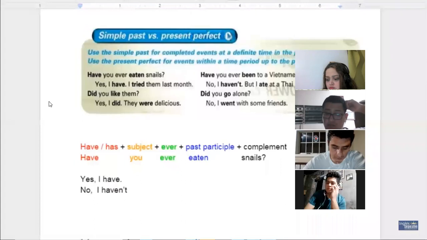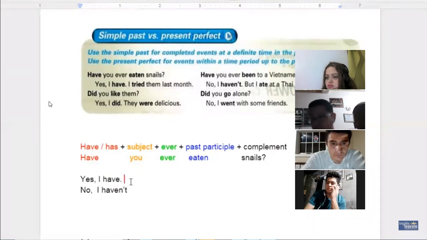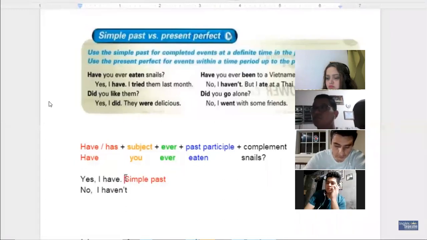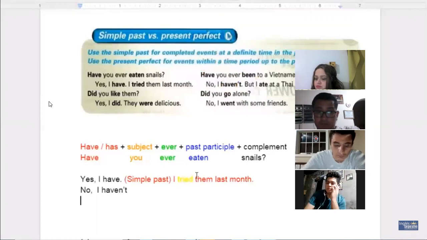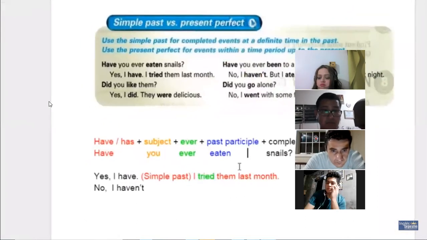And what I would like for you to notice now is how we respond to that kind of question, right? I mentioned that we can have either a positive or negative response, either yes, I have, or no, I haven't. And then this next sentence, we're typically going to follow with a simple past statement. The reason is that I'm going to talk about my experience in the past. So in this case, I'm going to say I tried them last month. This statement talks about that past experience that I had, which is related to this topic, right? So have you ever eaten snails? My answer to that question is, yes, I have. I tried them last month. So I'm using the simple past.